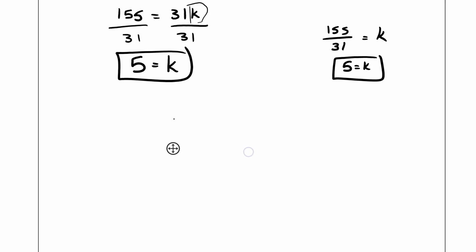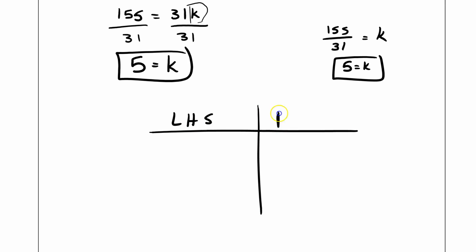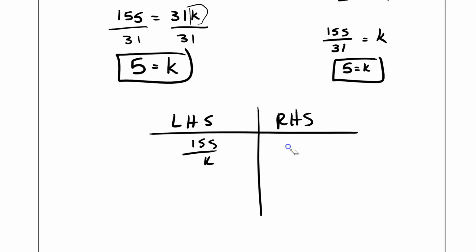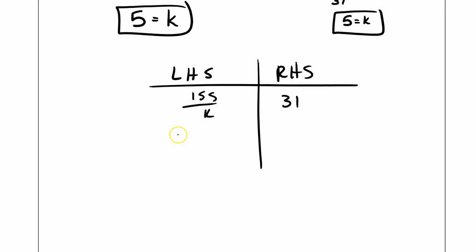Let's test this out. Let's verify it. Left-hand side, right-hand side, and we have 155 over k, and this side equals, is it 5? No, it's 31. Nothing that we need to do on this right-hand side, but I can substitute in 5 for k. 155 divided by 5, guess what, folks? You bet. It is 31. Left-hand side equals right-hand side, and we are happy and good.